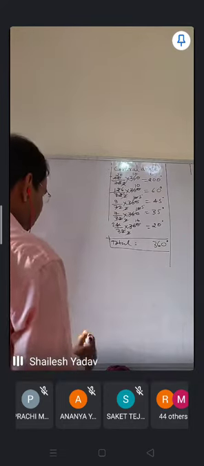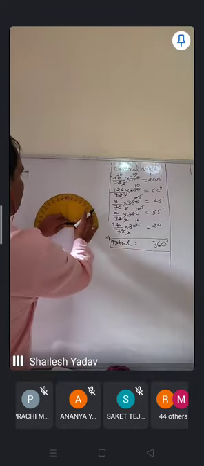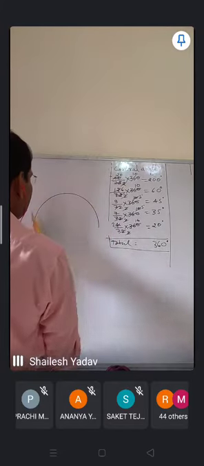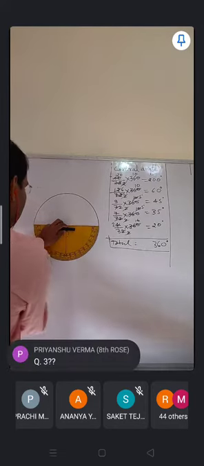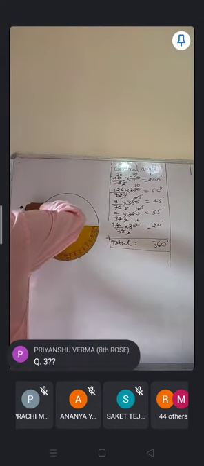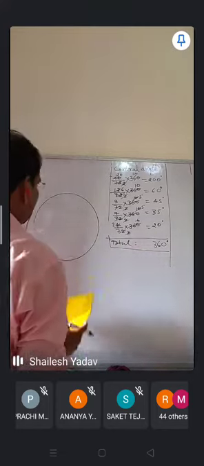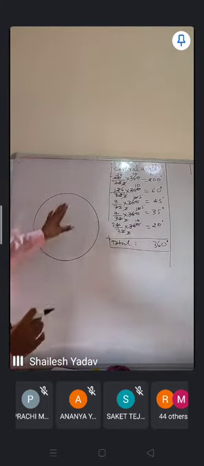First what you need to do is draw a circle, and you are not supposed to draw any specific radius. You can take any radius, 4 centimeter, 5 centimeter. You need to draw a circle. So here I am going to draw a circle. You can draw the circle by compass, but here I am going to draw it by using the protractor.